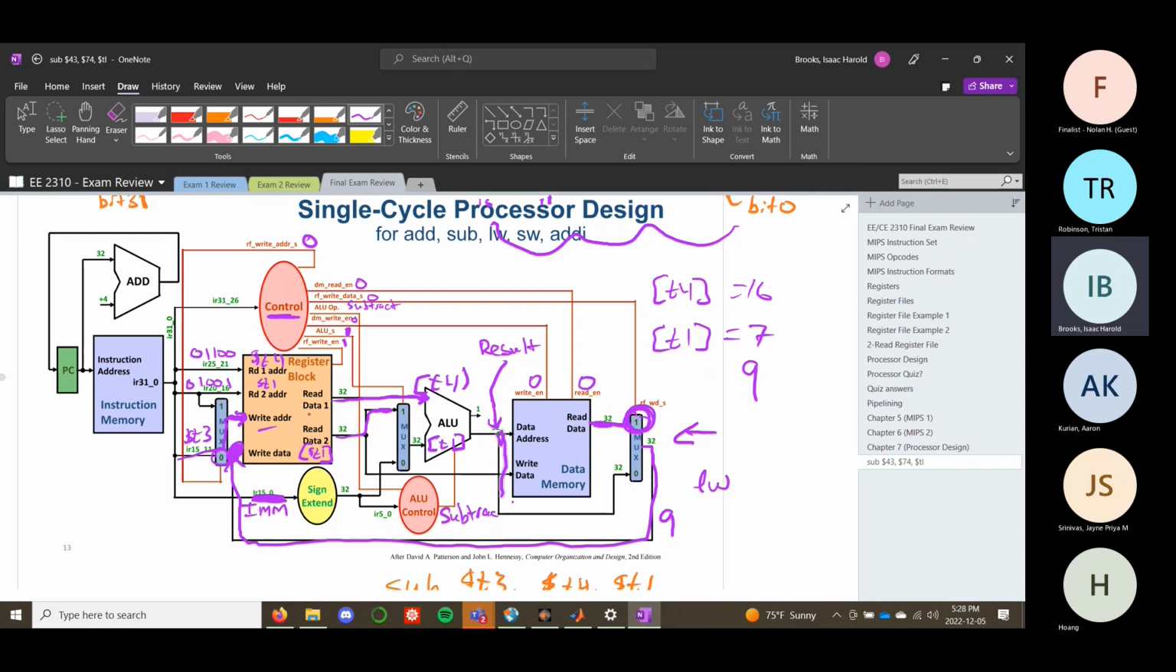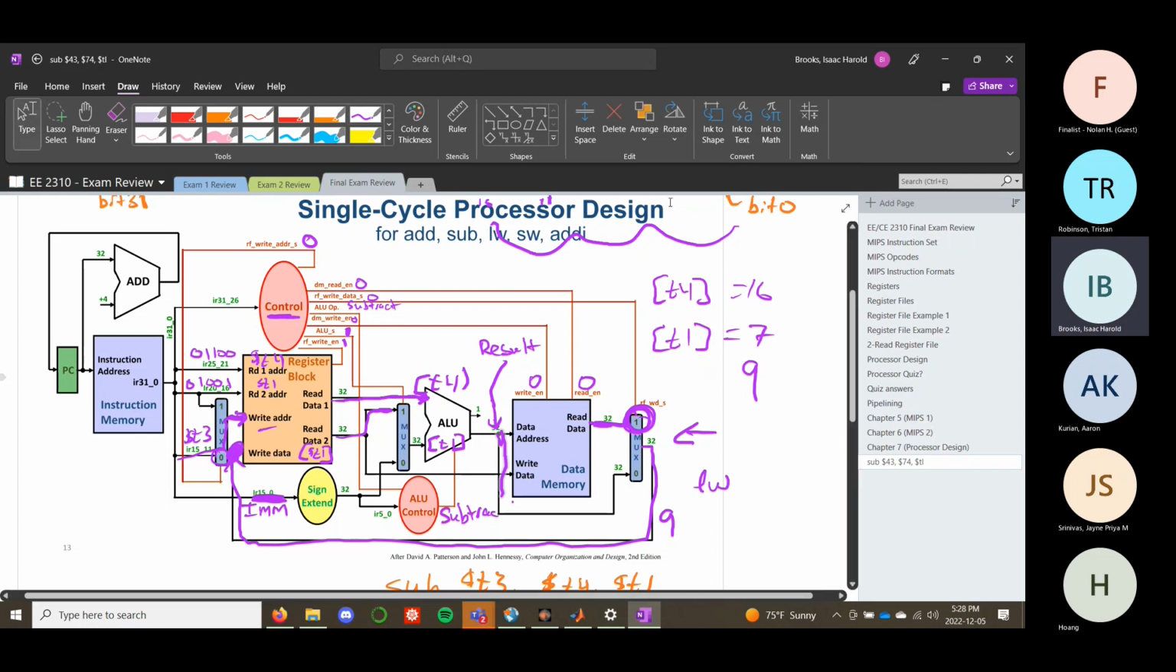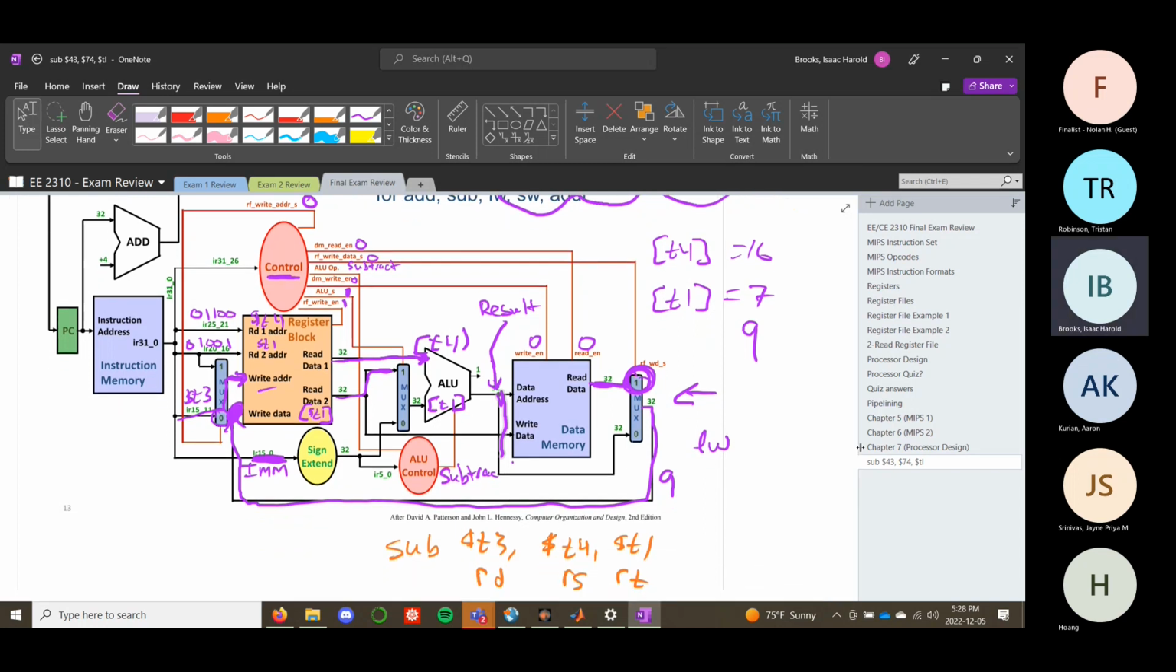Does this make sense? Do you feel like you could trace through an instruction like this for your exam? Because I guarantee you will. I guarantee it'll be on your exam. Okay, so that's the processor design.